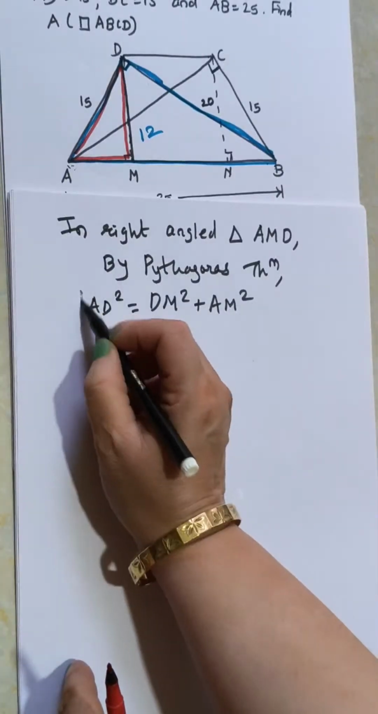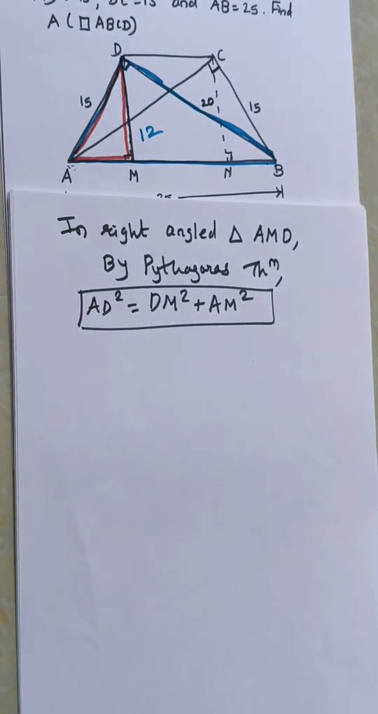Correct everybody? Are you getting everyone? Please reply me. Yes, Shrutika. Others also concentrate. Now let us put the values. Okay? Let us put the values here.